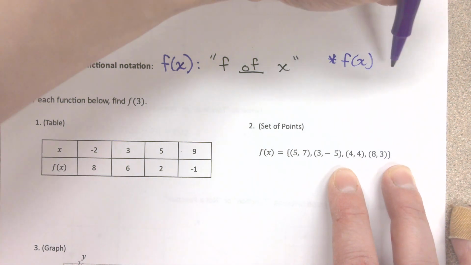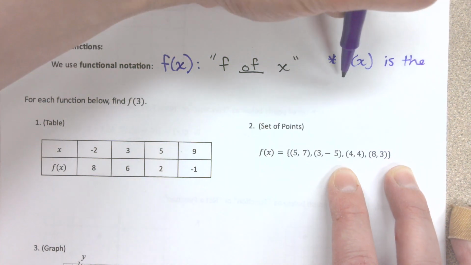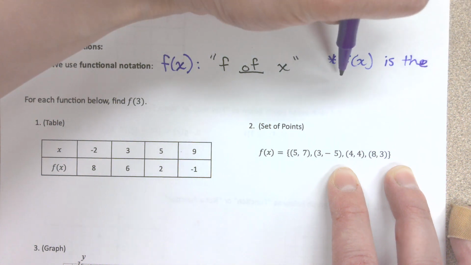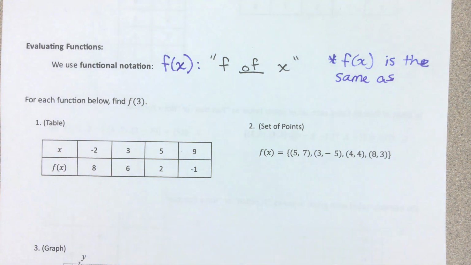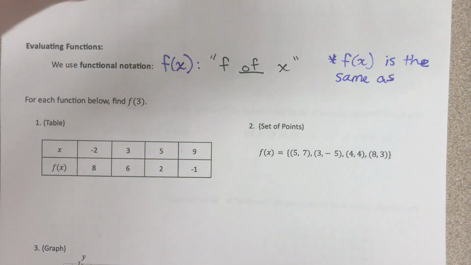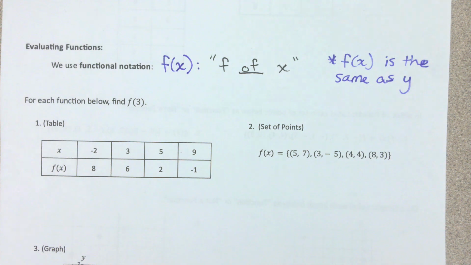F of x is the same as what? Y is correct. F of x and y are interchangeable. Usually, I like to replace f of x with y. This is the one unit where that's not always the best idea, because it is important to be able to use the notation. So you won't see me replace, but I will write down the y quite a bit of times just as a reminder of what we're looking for.